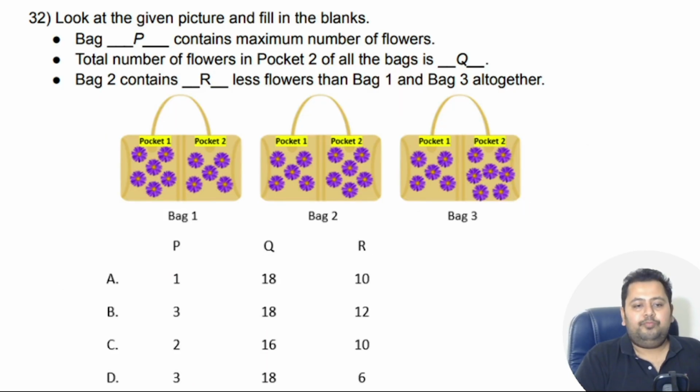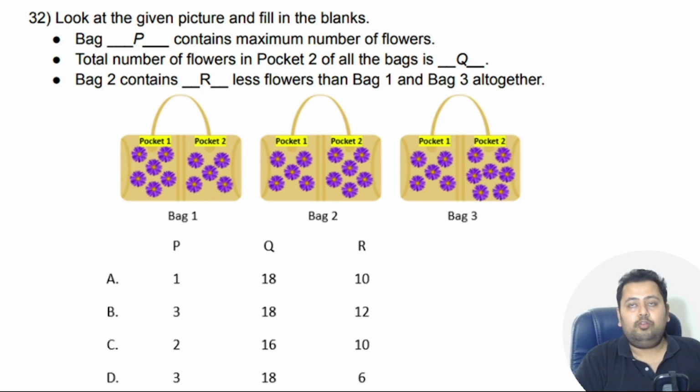Look at the given picture and fill in the blanks. Bag dash, and the dash is P. Bag dash contains maximum number of flowers. So you have to find out first how many flowers are there in each of the pockets and in each of the bags, and then answer the question and find out P, Q, and R. Bag dash contains maximum number of flowers. Total number of flowers in pocket 2 of all the bags. So you have to add all the flowers that you see in pocket 2 of all 3 bags.